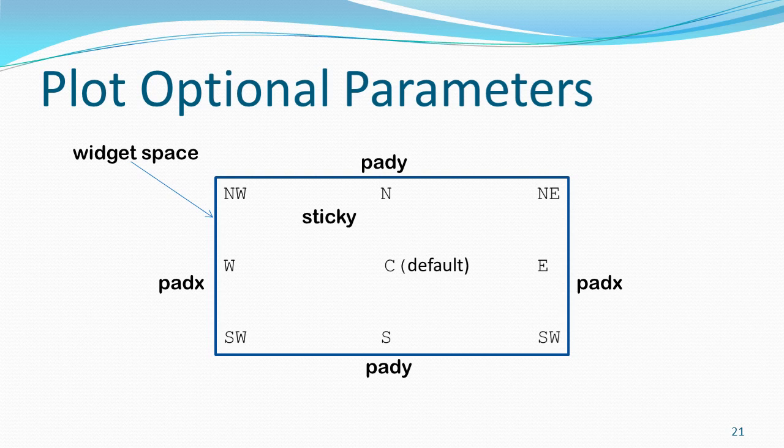Now normally the widget will go right into the center of the space that you designate, but you can put it in other areas based on a compass, where north would be above, south would be below, west would be to the left, east would be to the right, and you can also go for the corners as well.